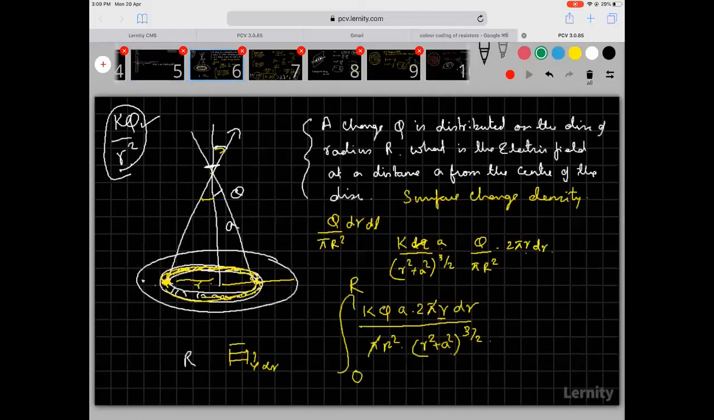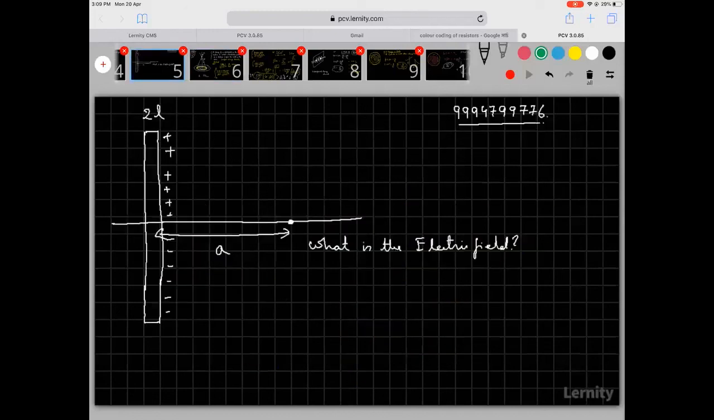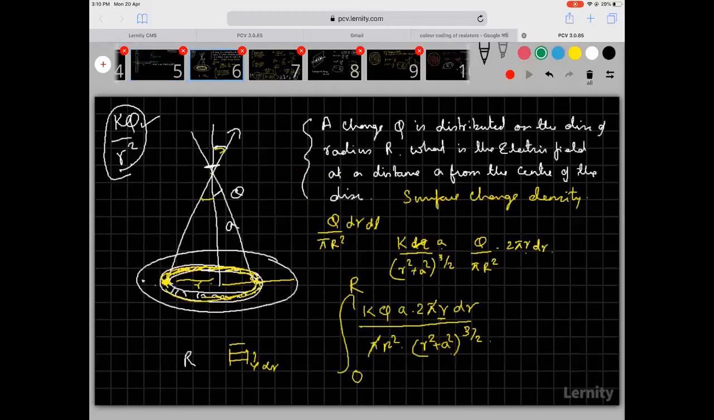Then I gave you another question also. I gave you a ring and told you to find out the electric field due to a charged ring. This ring has a charge Q and a radius R. I asked you to find out the electric field at a distance A. Then I said, I'm going to do a more difficult question for you. I took a charge Q uniformly distributed on a disk of radius R, and asked you what is the electric field at a distance A from the center.